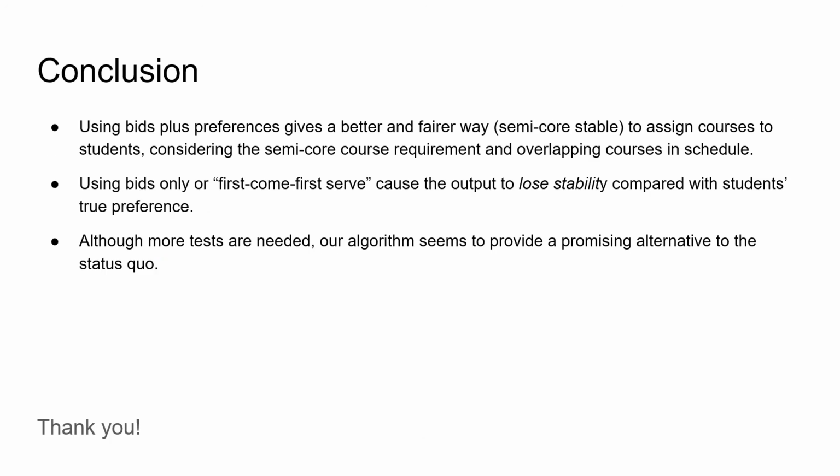In conclusion, first, when considering semi-core requirements and class overlap in schedule, bids plus preference is a better and fairer method, giving semi-core stable assignments. Secondly, we lose stability compared to students' true preference when we use bids only or first come, first serve. Third, while more tests are needed, our algorithm seems to provide a promising alternative to the status quo.